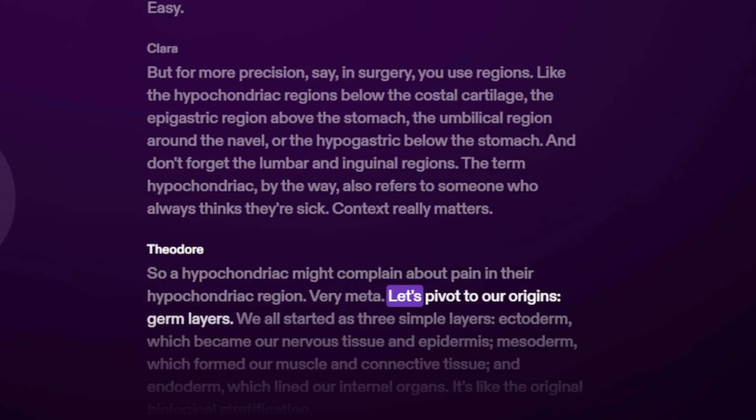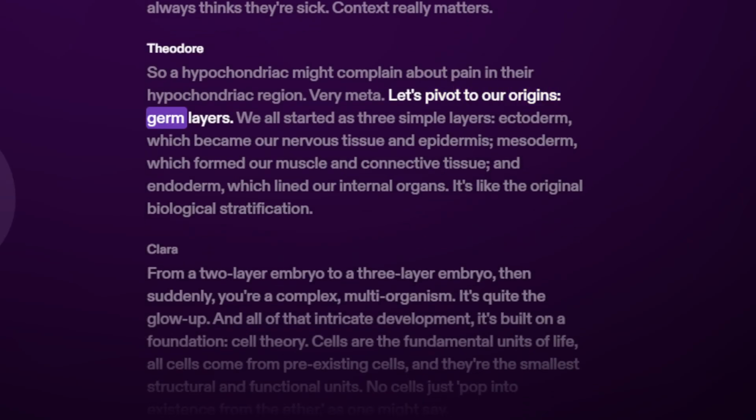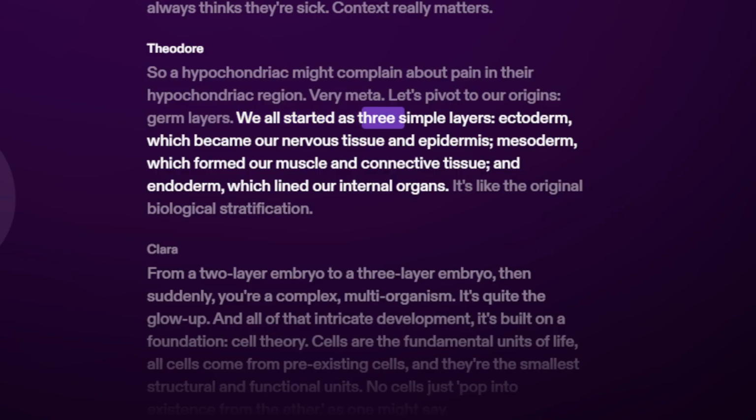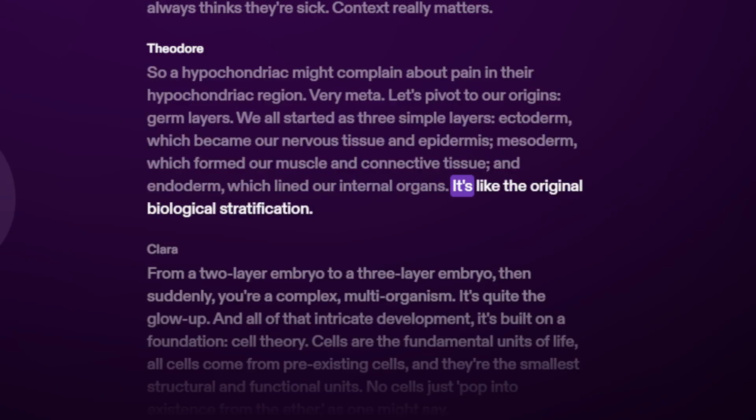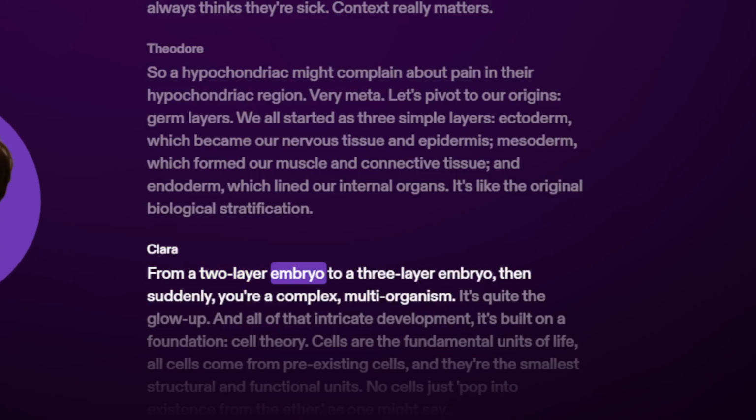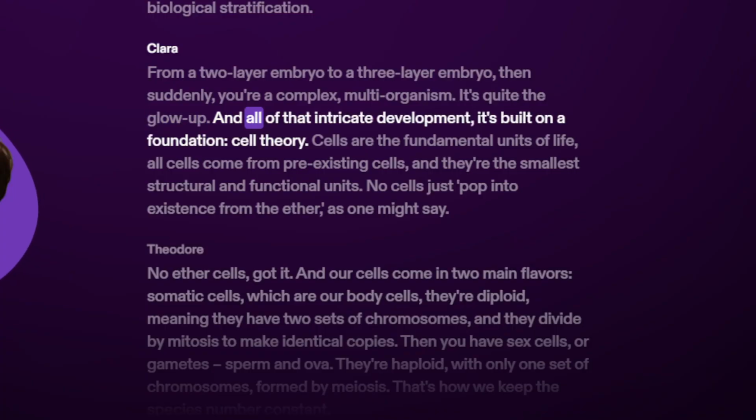Very meta. Let's pivot to our origins, germ layers. We all started as 3 simple layers. Ectoderm, which became our nervous tissue and epidermis, mesoderm, which formed our muscle and connective tissue, and endoderm, which lined our internal organs. It's like the original biological stratification. From a 2-layer embryo to a 3-layer embryo, then suddenly you're a complex multi-organism. It's quite the glow-up.